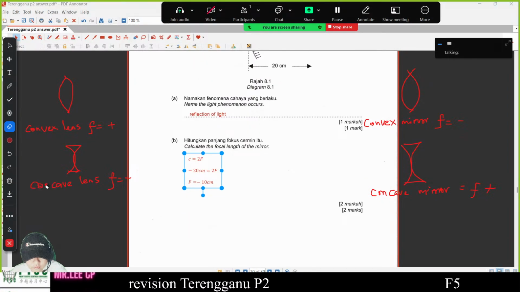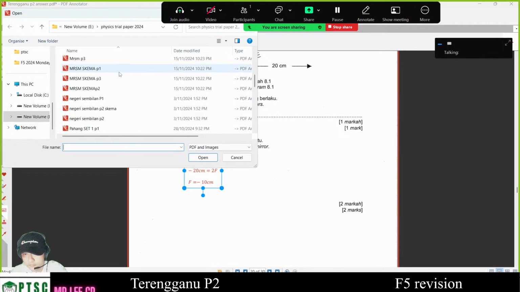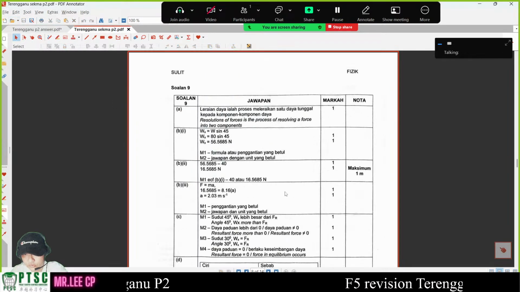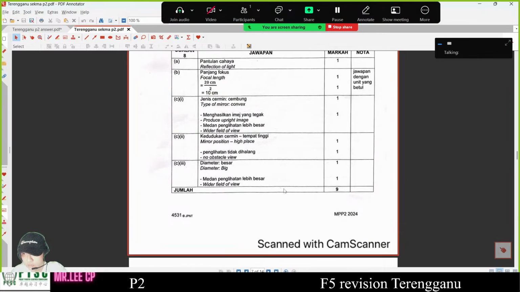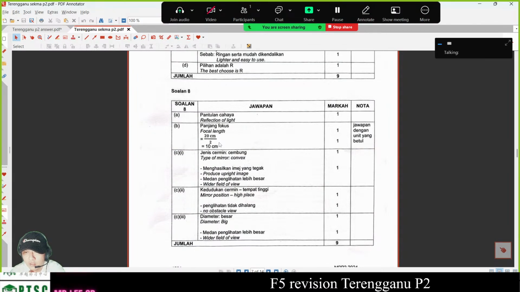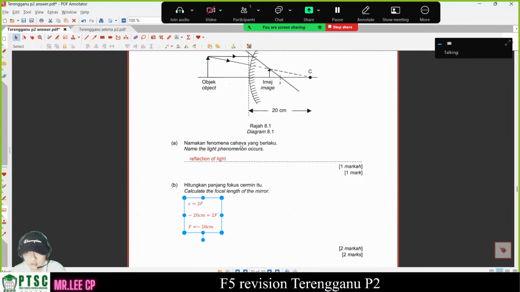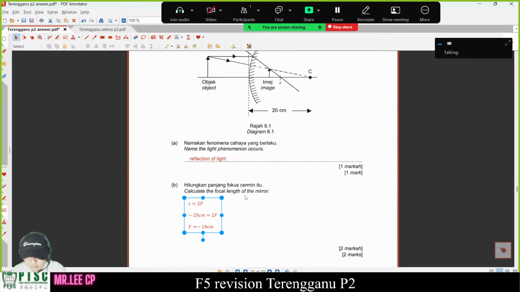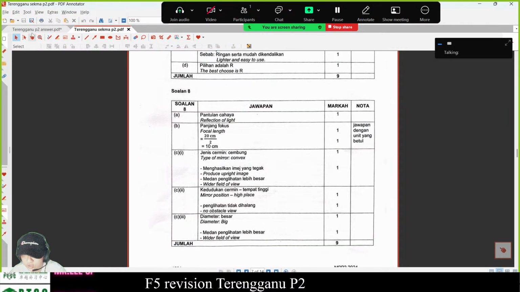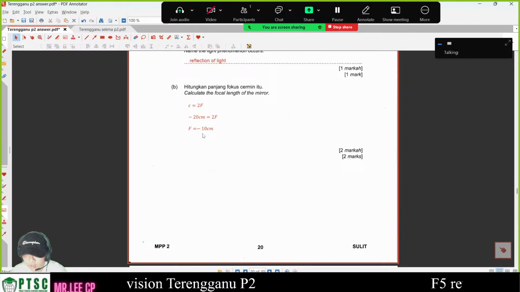Let's have a look at the answer, Terengganu scheme 2. Oh, they don't put negative. Actually, you have to put negative because it is a convex mirror. Convex mirror, negative. But the answer doesn't have negative. Okay, next one, I would like you to put a negative in.